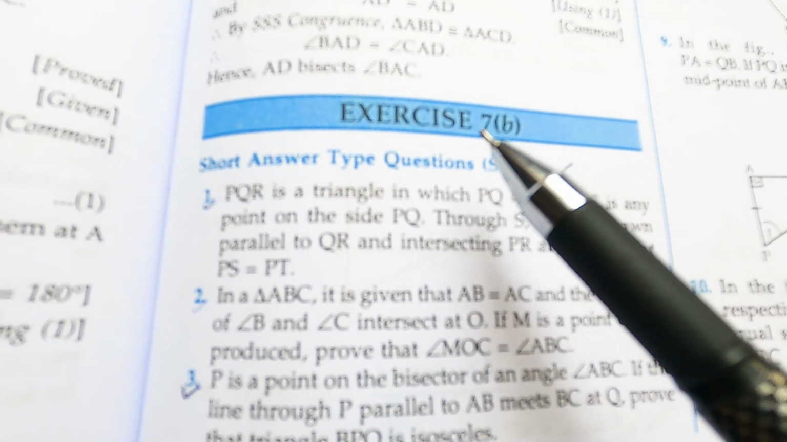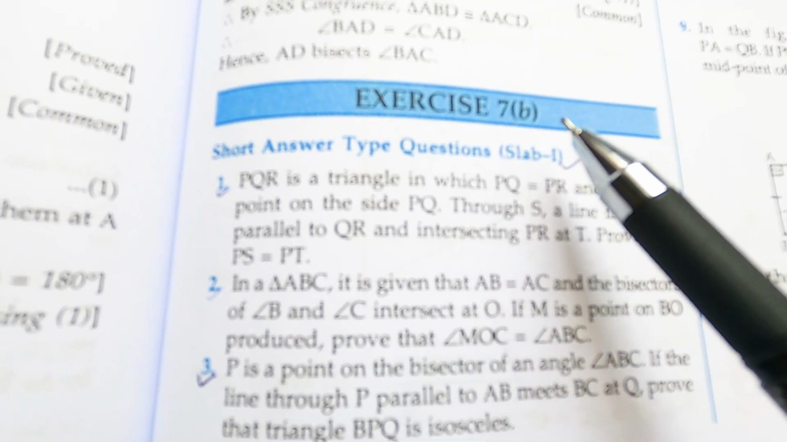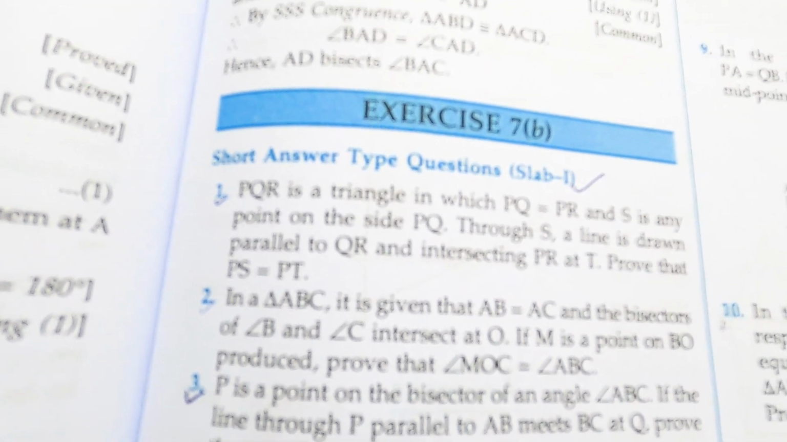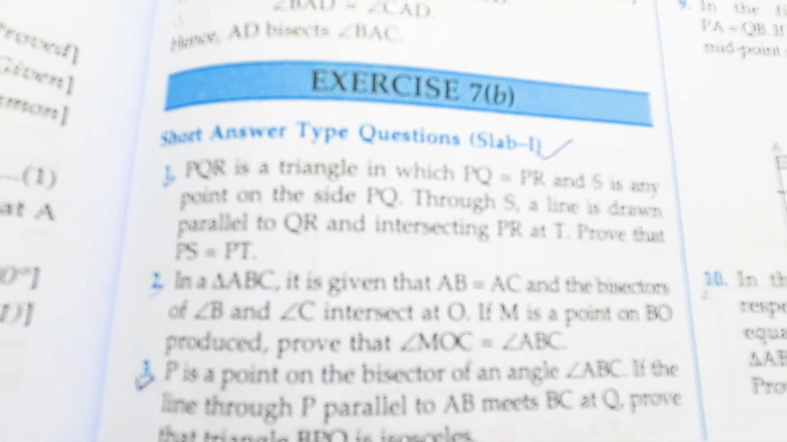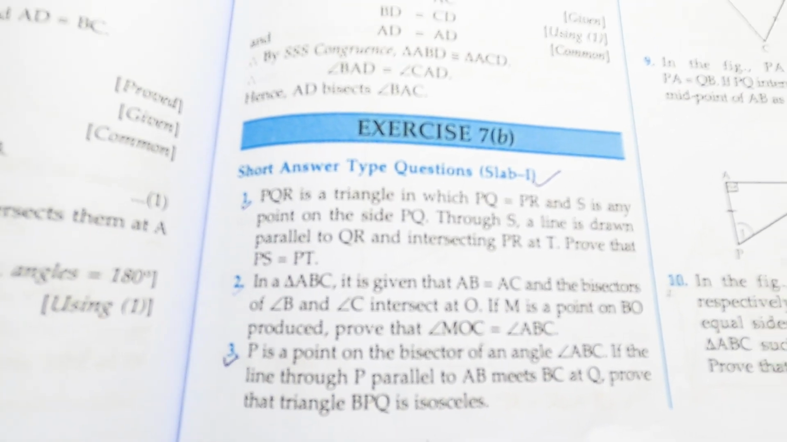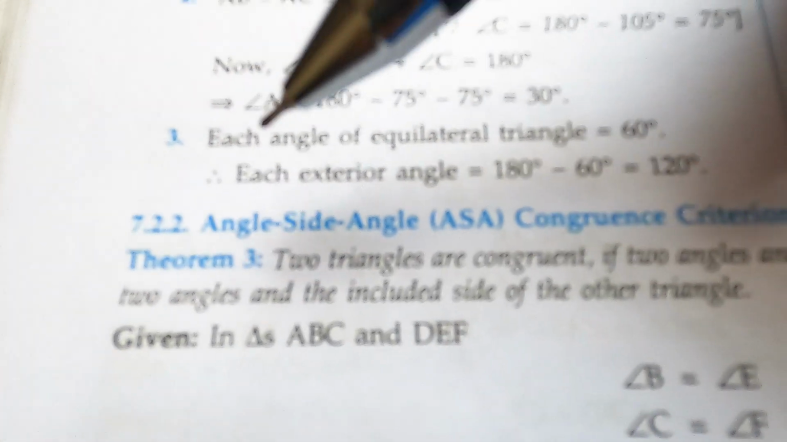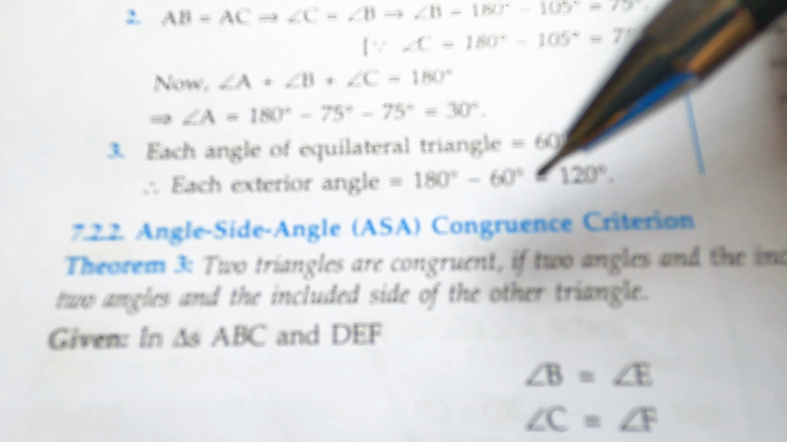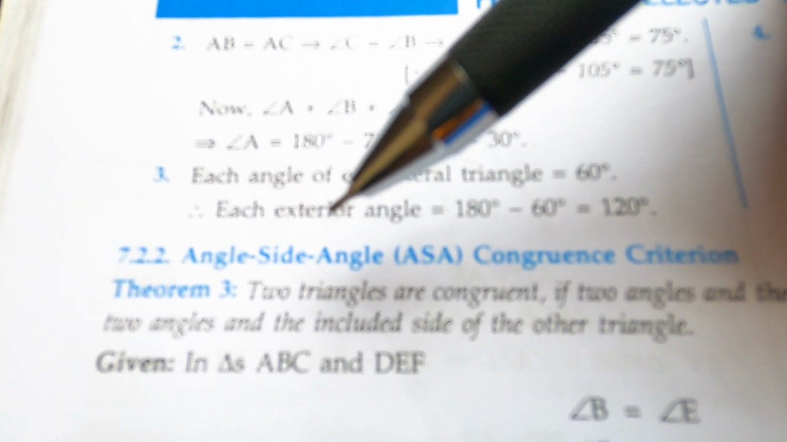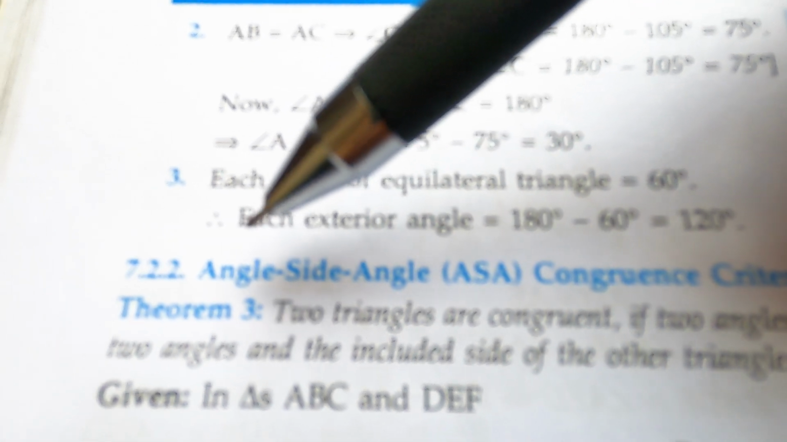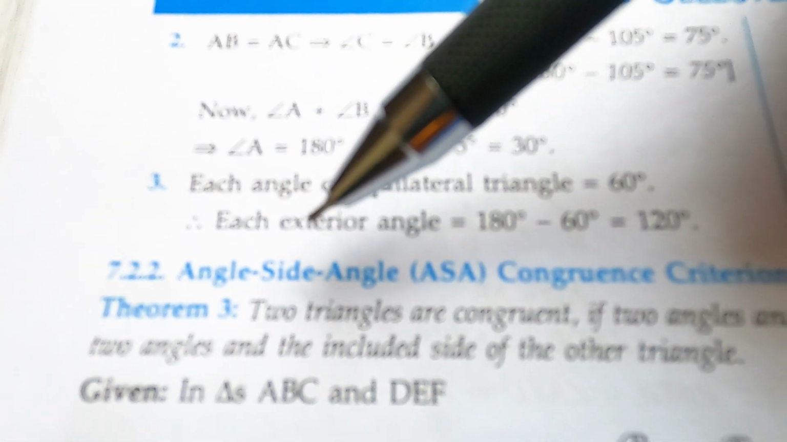All right students, we will be starting with exercise 7b. Before starting with exercise 7b, there are some theorems that we should know which will help us in solving this problem, and those theorems will be the angle side angle congruence criteria. In the first case we have done side angle side, so now we will be doing angle side angle.